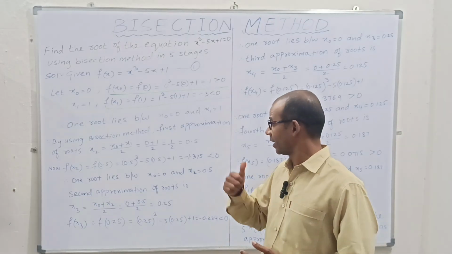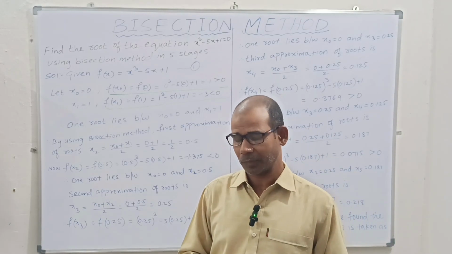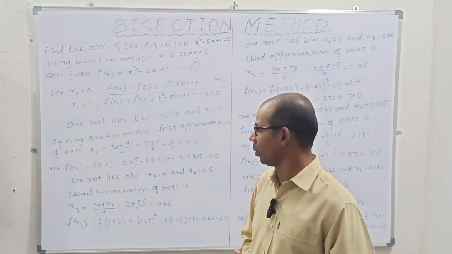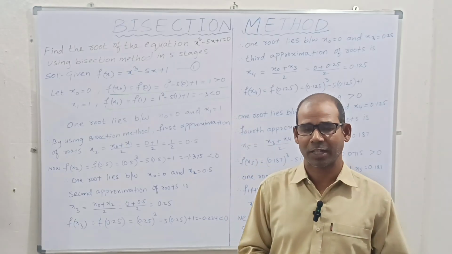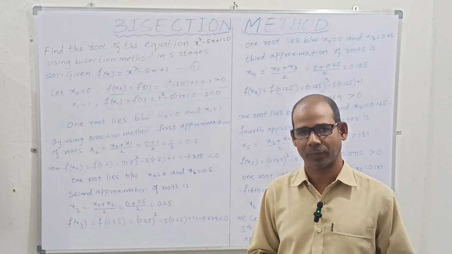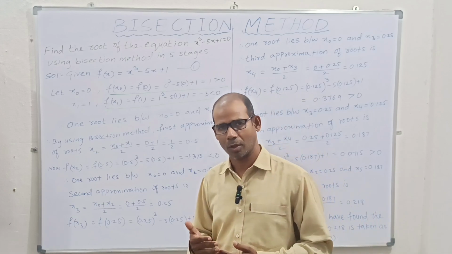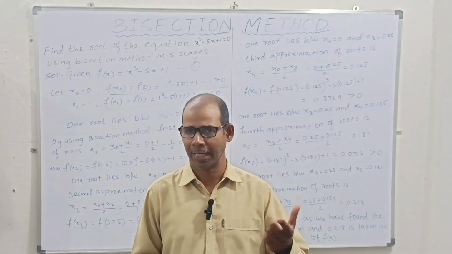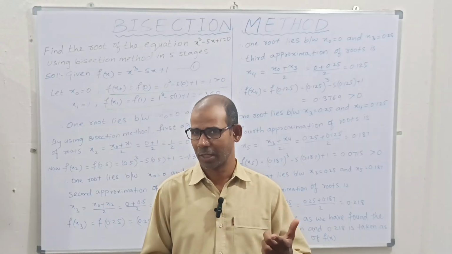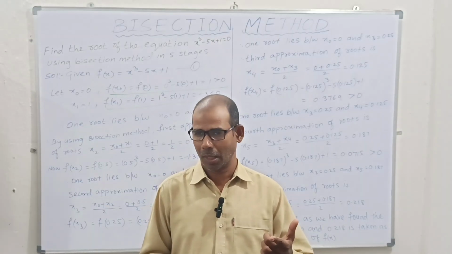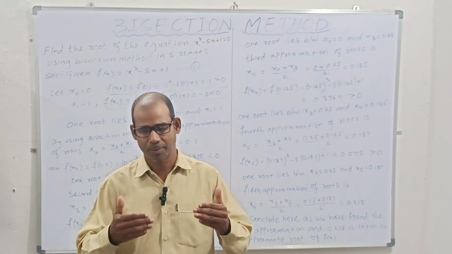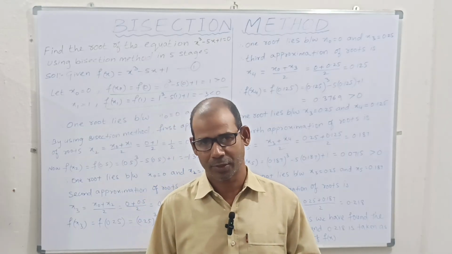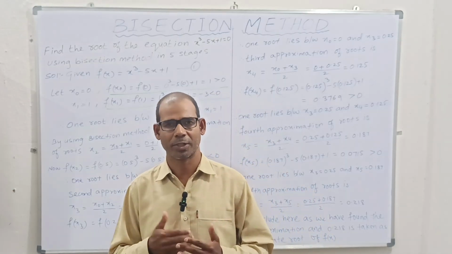The bisection method is used to find the value of x for which the function becomes equal to 0, or where the function crosses the x-axis, right? In the bisection method, the procedure we follow is that we find two points a and b at which the function values are of opposite signs.